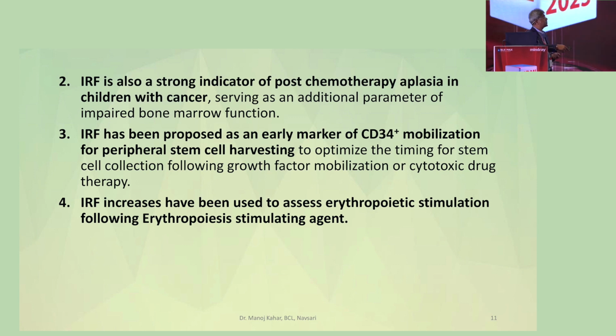Then IRF is also a strong indicator of post-chemotherapy aplasia in children with cancer, serving as an additional parameter of impaired bone marrow function. Then IRF is also used by some researchers as an early marker of CD34 mobilization for peripheral stem cell harvesting, to optimize the timing for stem cell collection following growth factor mobilization or cytotoxic drug therapy. Then IRF increases have also been used to assess erythropoietic stimulation following erythropoiesis stimulating agents.